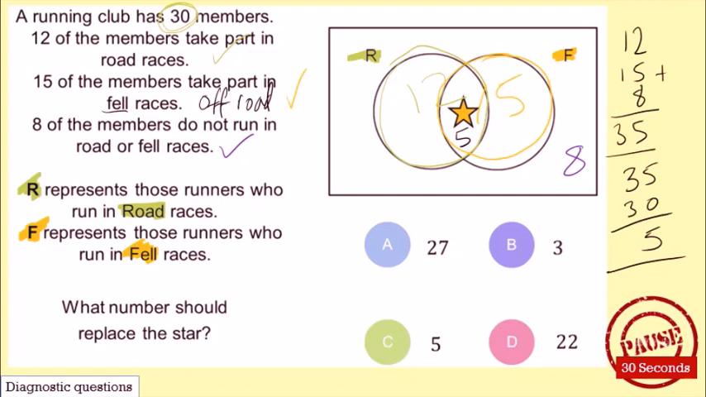Now 12 take away 5 is what goes in that region there. 12 take away 5 is 7. Get rid of that 12 now. And 15 take away the 5 in the middle is 10. So again, I can get rid of that 15. Okay, so that is what the Venn diagram should look like. So the number in the middle that replaces the star is 5.